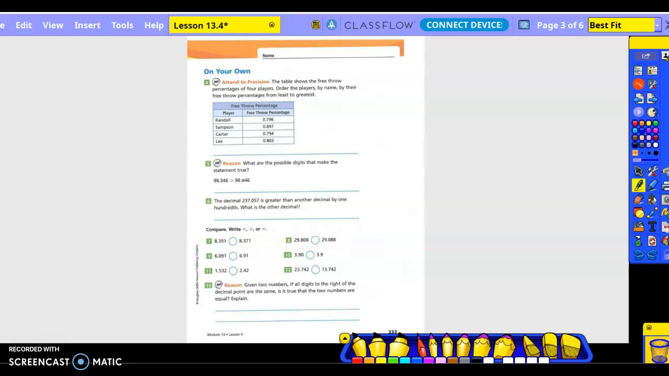The table shows the free throw percentages of 4 players. Order the players by name by their free throw percentages from least to greatest. So that is also something else you guys need to pay very close attention to, is that they don't always want you to go greatest to least. Sometimes they want least to greatest, and you have to pay attention to what they're asking.